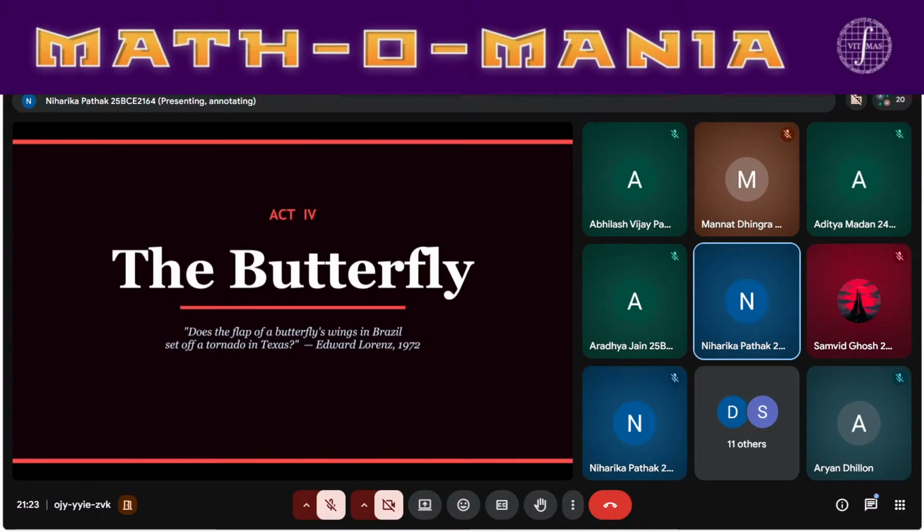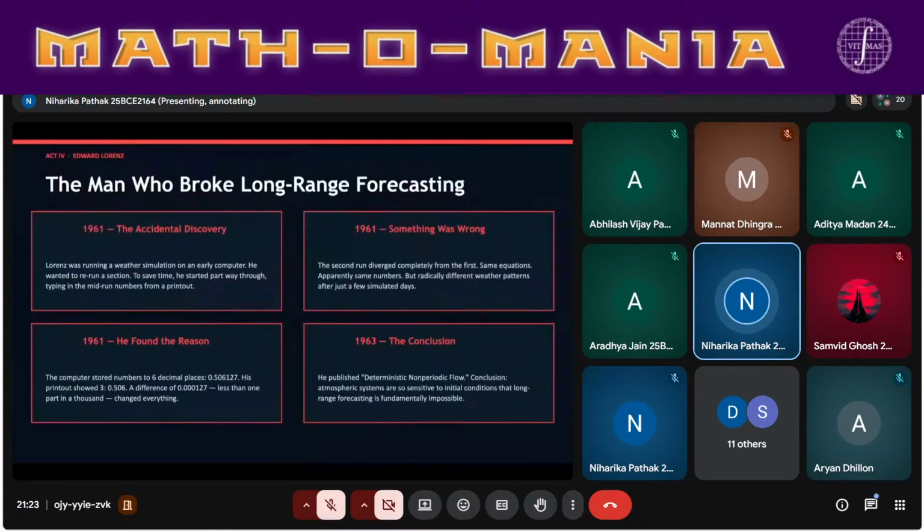Act 4, the butterfly. Before starting this act, I would like to give a quote by Edward Lorenz: does the flap of a butterfly's wing in Brazil set off a tornado in Texas? Let's learn a little more about this guy, Edward Lorenz.